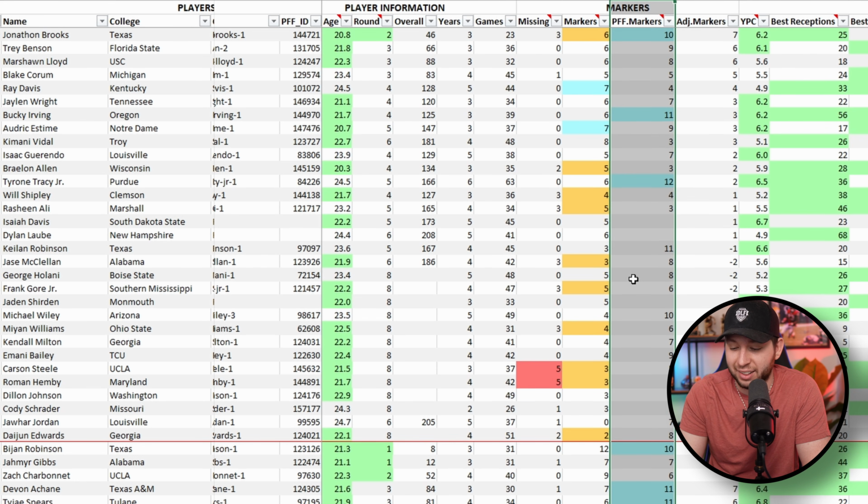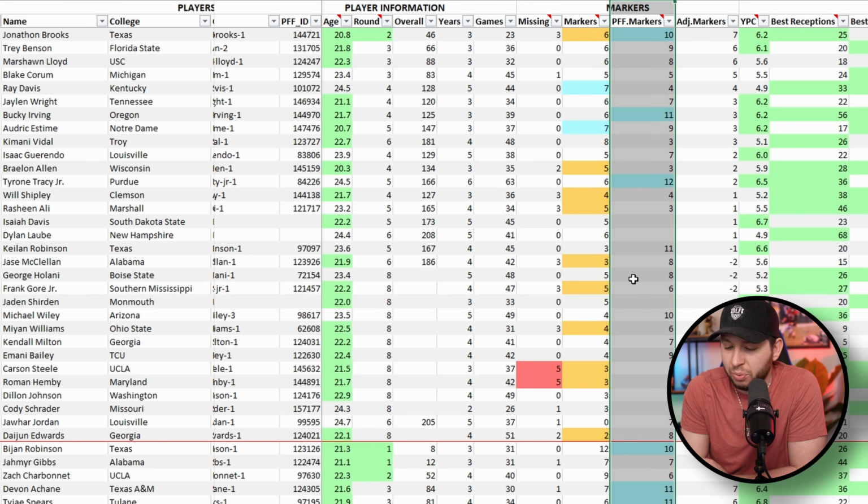Derrick Henry was on that list. Zeke Elliott was on that list. A couple of other really good running backs in recent history were on that list, with less than half as many PFF markers as my markers, yet they were still very successful at the NFL level. So I basically didn't really know what to do with all this PFF.